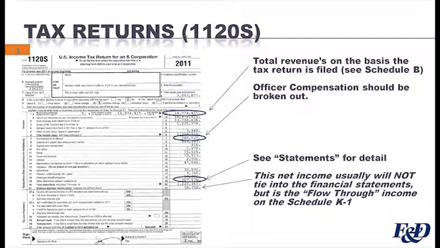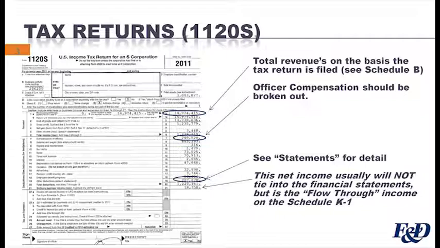The ordinary business income loss reported on line 21 usually will not tie into the financial statements. This is due to some of those temporary and permanent tax differences, which we'll discuss a few slides from now. As an 1120S is a flow-through entity, that income is flowed through to the K1 and reported on an individual tax return. Before we discuss the 1120, I want to take a minute to discuss the term flow-through.